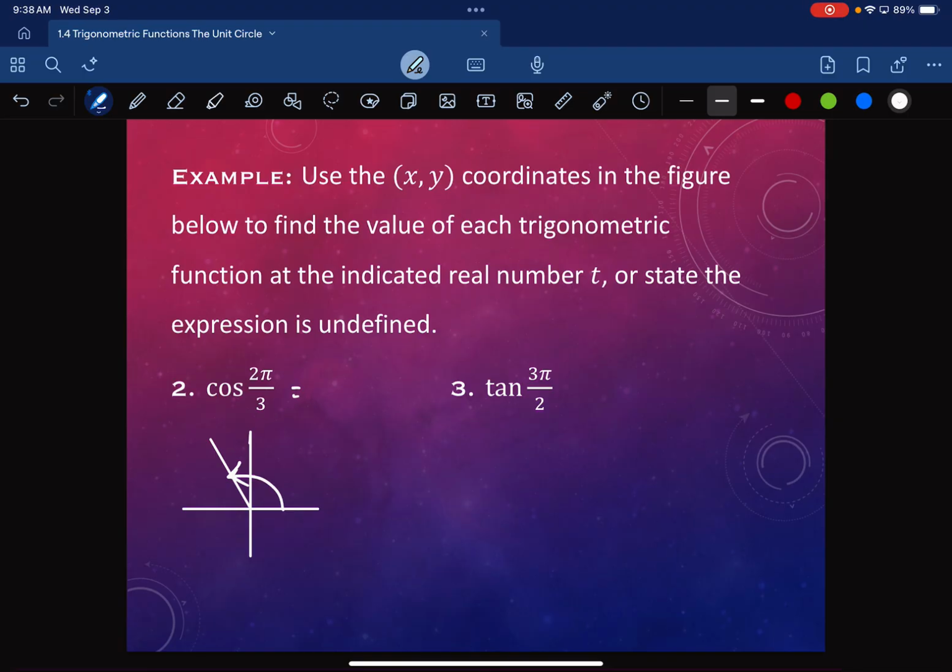What did we say at the very beginning? What is cosine? It is x. So what this is asking me for is to remember what that point is, the one that's closest to the y-axis in quadrant 2, and what is its x value. So, taking a look back at your unit circle, what is the x value of that point? Yeah, it's negative 1/2. Negative 1/2 is the answer to the question. Okay?